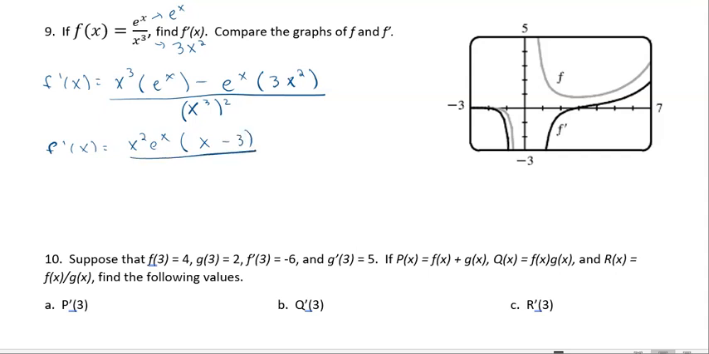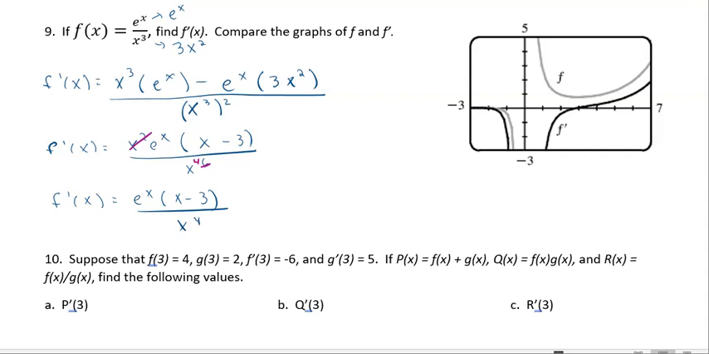X to the third squared, well, when it's a power to a power, you multiply your exponents. So that gives us x to the sixth. X to the second, x to the sixth, that can cancel, and that will leave us with 4. So simplifying one step farther, we get f prime of x equals e to the x times x minus 3, all over x to the fourth. So that's going to be our derivative based on our quotient rule.